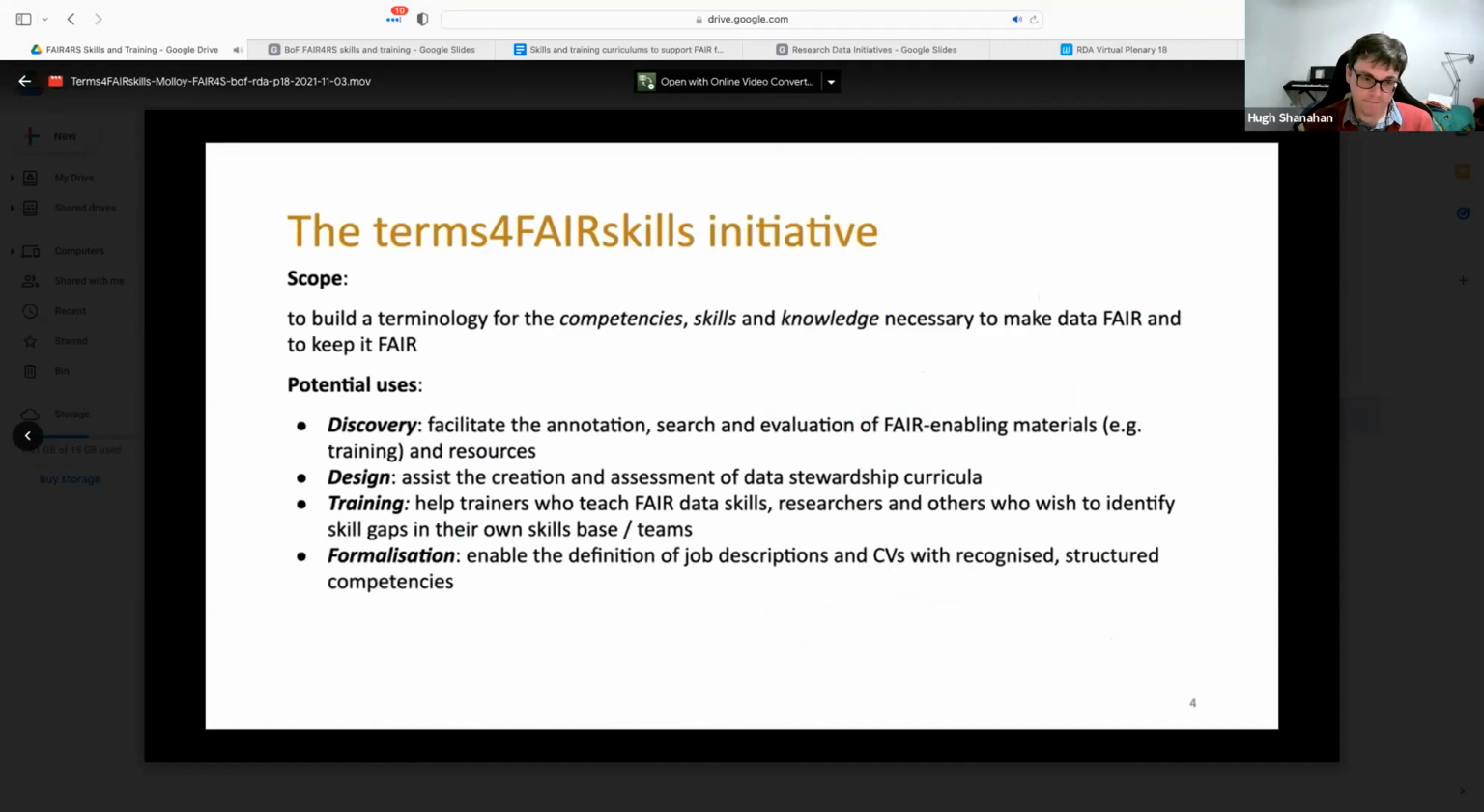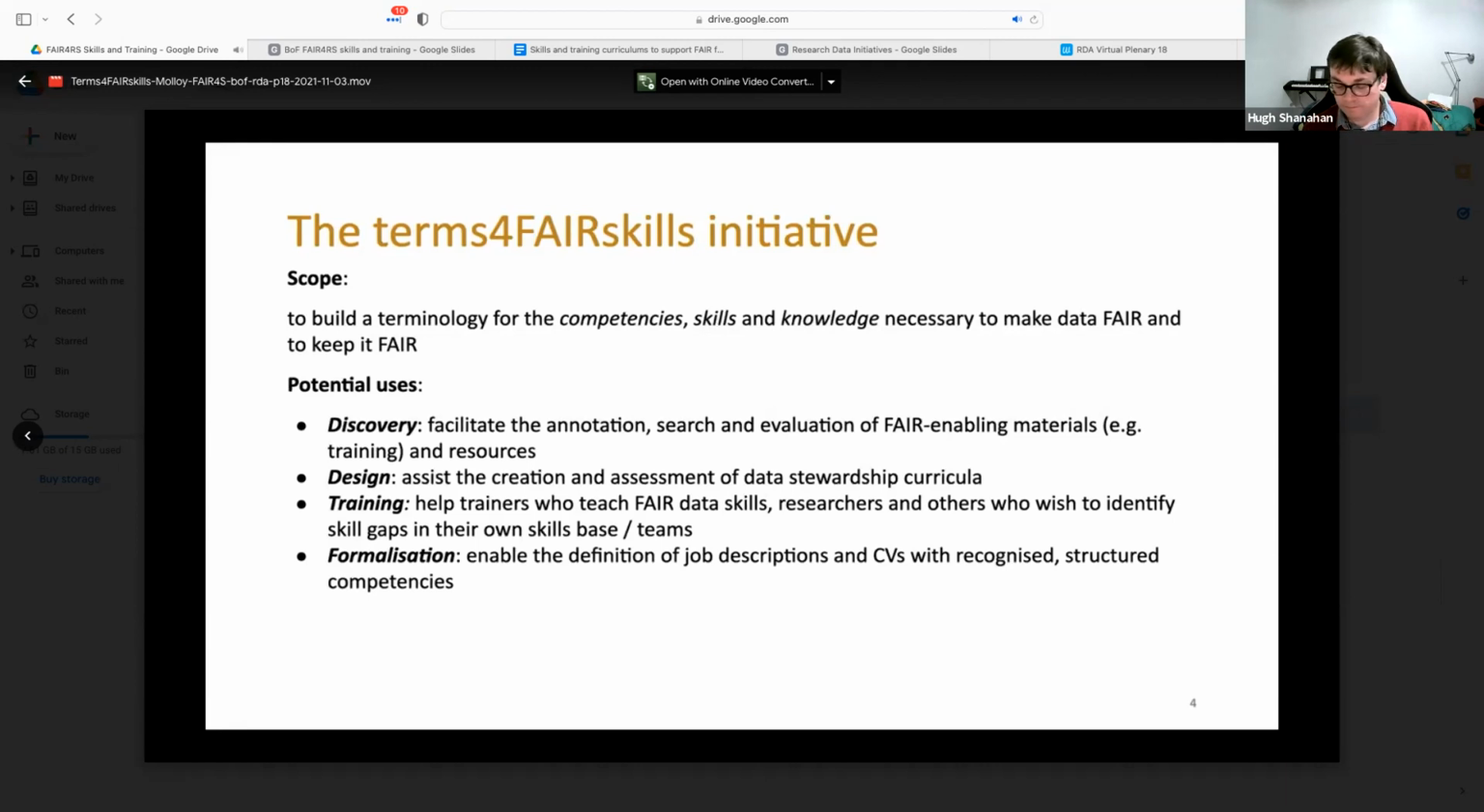And as part of our thinking together, we've come up with 4 main uses for such a terminology. And you can see this on the slide here. So the first one would be to help with discovery, retrieval, description, and comparison of fair enabling training materials and resources. Secondly, in the design, creation, assessment, and comparison of research data curricula, of data stewardship curricula. Obviously, a terminology for fair skills is useful in the curriculum building process. And related to that, in training, it would help those who teach fair data skills in having a stable set of definitions for those skills.